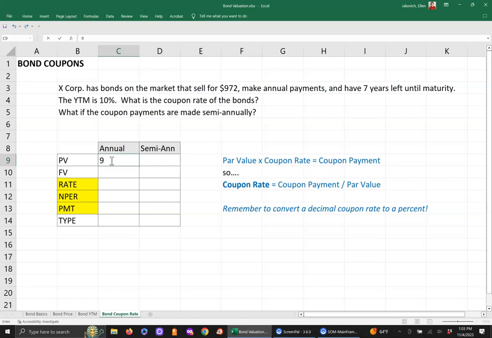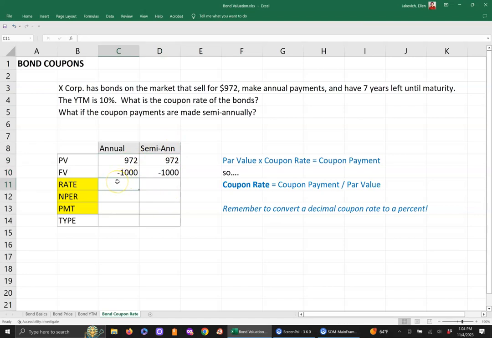So the present value is a positive $972 to us as the company. We got $972, but we will have to pay it. Once again, it doesn't say the par value of the bond, so we know that it is $1,000 that we will have to pay back. And that's the same whether we're doing semi-annual payments or not. So I might as well just drag those over for when we're going to work this semi-annually.